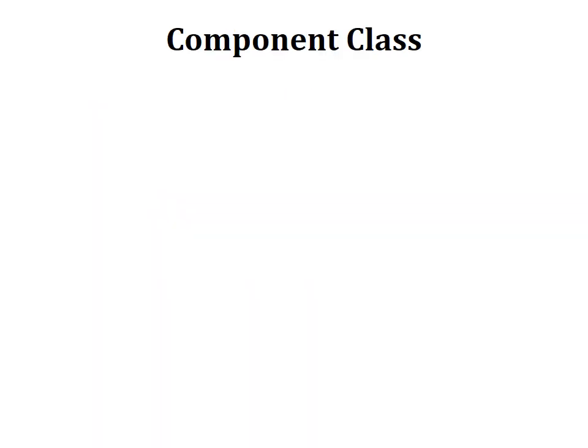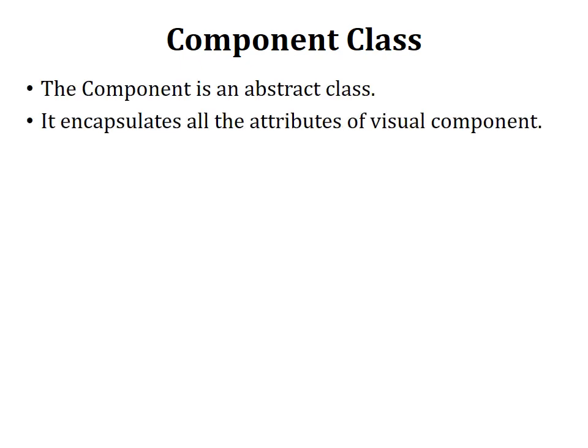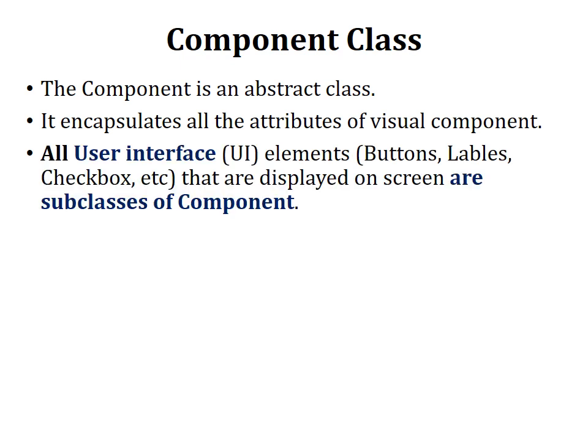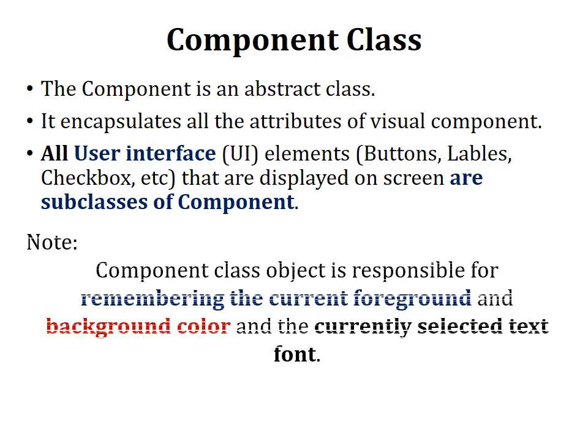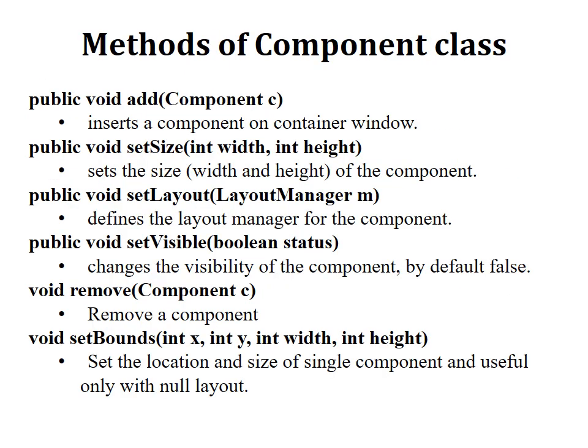The component class in the hierarchy of AWT is an abstract class. Component class encapsulates all the attributes of visual component. All user interface elements, which consist of buttons, labels, checkboxes, are displayed on the screen, are subclasses of component. Important point to note over here is that component class object is responsible for remembering the current foreground and background color and the currently selected text font. Component class consists of various different methods.